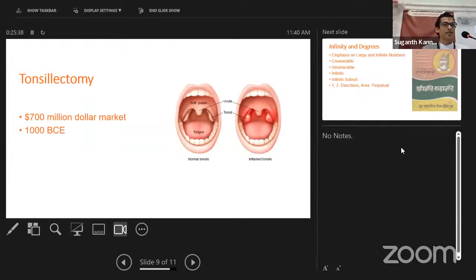So tonsil inflammation, strep throat, these are all very common diseases. But back as far as 1000 BCE, the tonsillectomy procedure has been described in Indian literature. Today, it's valued globally at a $700 million market, removing tonsils. And let me tell you an interesting story about tonsils.